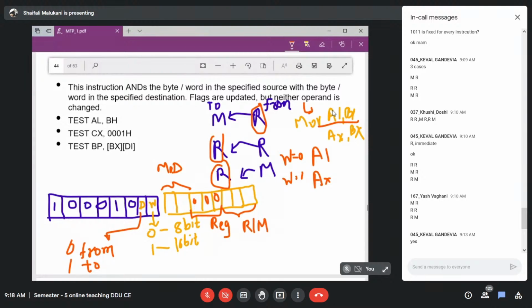So from this we will understand it is a register to register transfer, and hence the first register will act as source or destination according to this bit, and this will act as the other register. If this is source, this will be destination. If this is destination, this will be source. Depending on this D bit, you will decide it. Now my question to you, suppose I am writing MOV AL, BL.